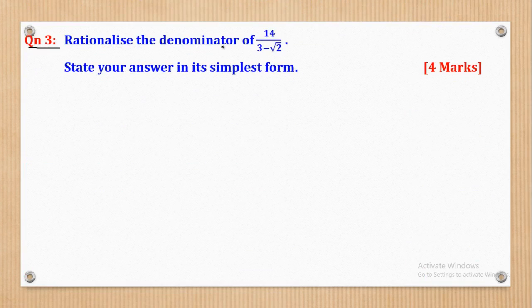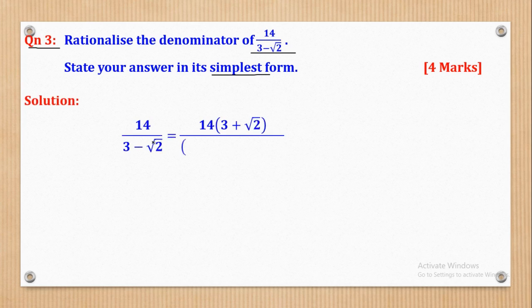It says rationalize the denominator of this, then state your answer in its simplest form. To rationalize the denominator, it means that if this is 3 minus root 2, we multiply up and down by 3 plus root 2. So the 14 will be multiplied by 3 plus root 2 to come up with that, and the denominator also is multiplied to come up with that.